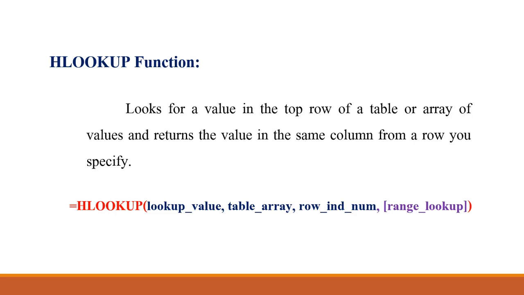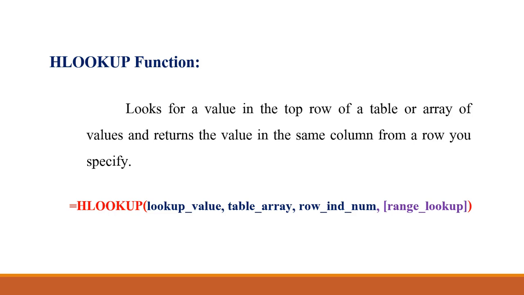In HLOOKUP we take a row index number, but in VLOOKUP we take a column index number. So the main difference between VLOOKUP and HLOOKUP is that in VLOOKUP we take the data table array column wise, but in HLOOKUP we take it row wise. V means vertical, and H in HLOOKUP means horizontal. If the data is in vertical form, we go for VLOOKUP. If it is in horizontal form, we go for HLOOKUP.